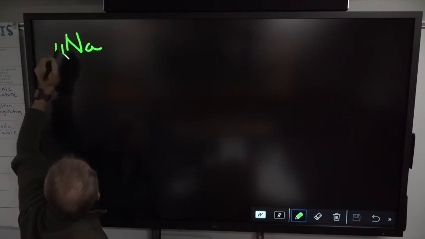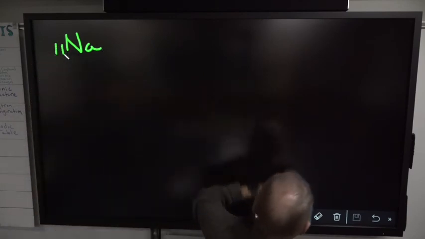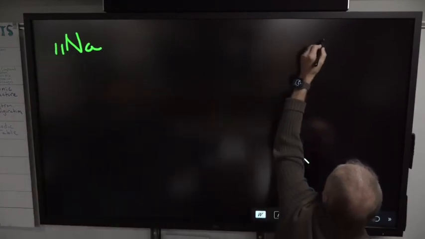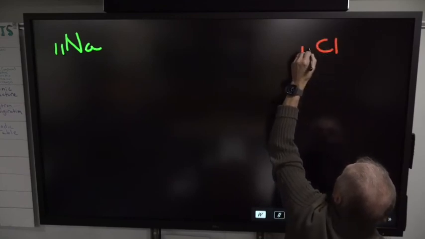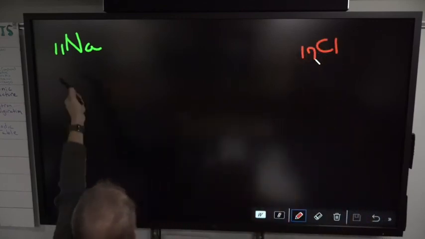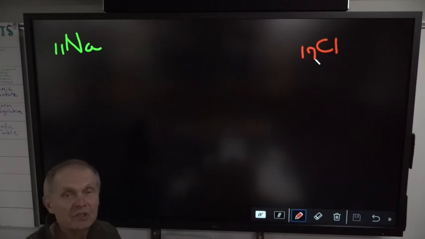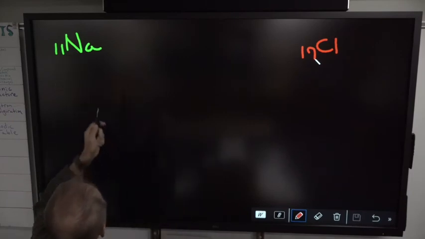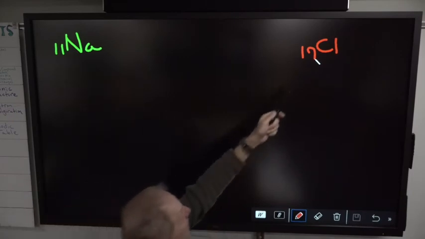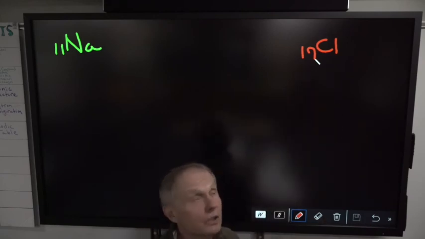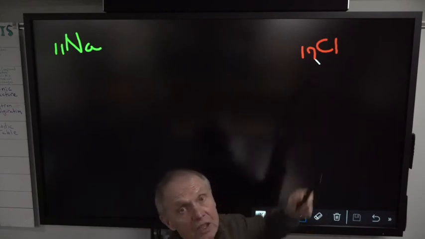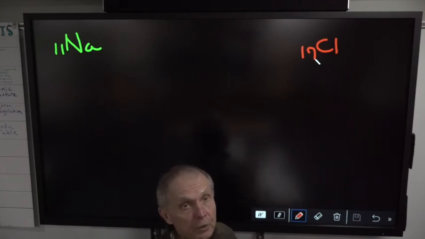So we have this, Na 11, and we have this, Cl 17. So remember, if it's an atom, the atomic number tells you the proton number, and atoms mean they're neutral. So we have 11 protons and 11 electrons. Here we have 17 protons, an atom of chlorine, 17 electrons. All right, and here's what the dash looks like.